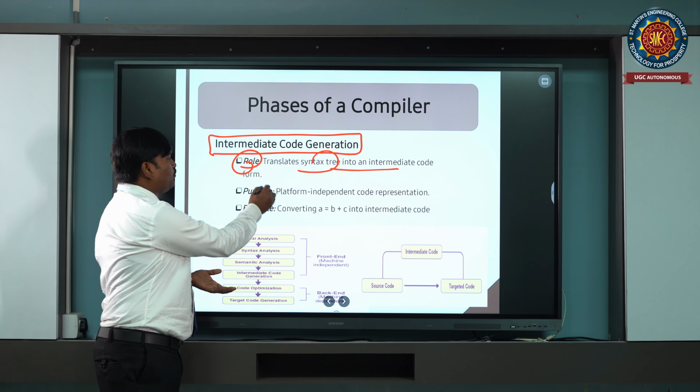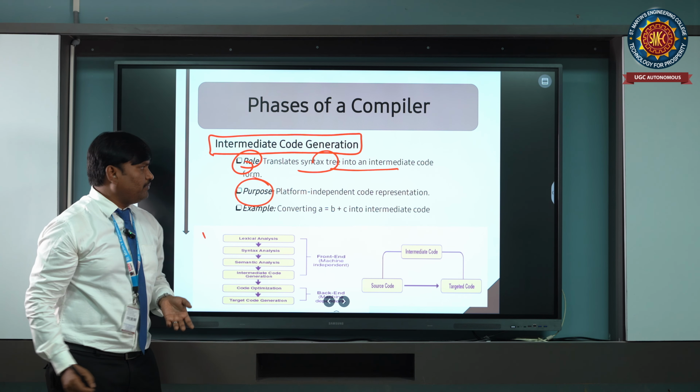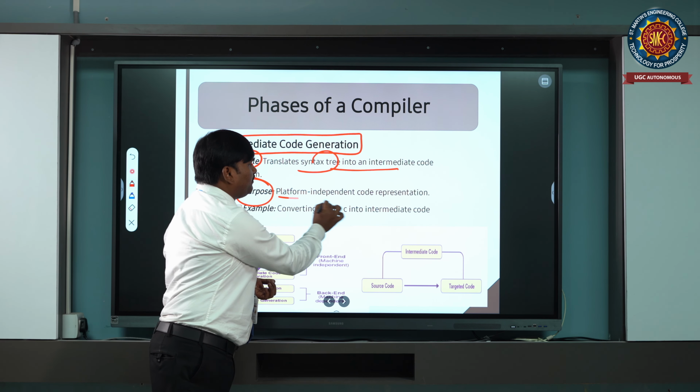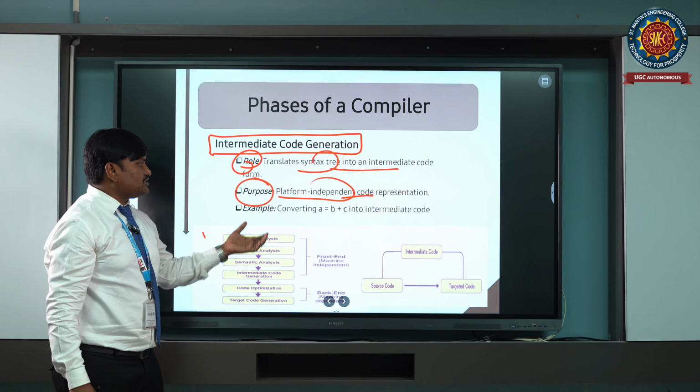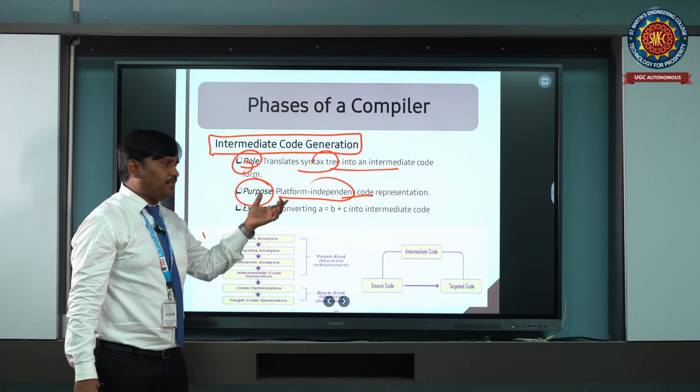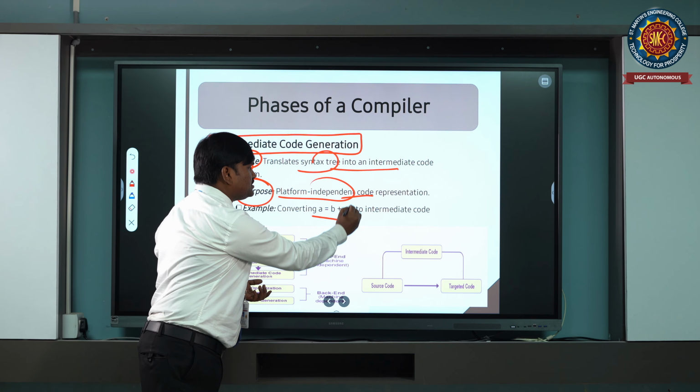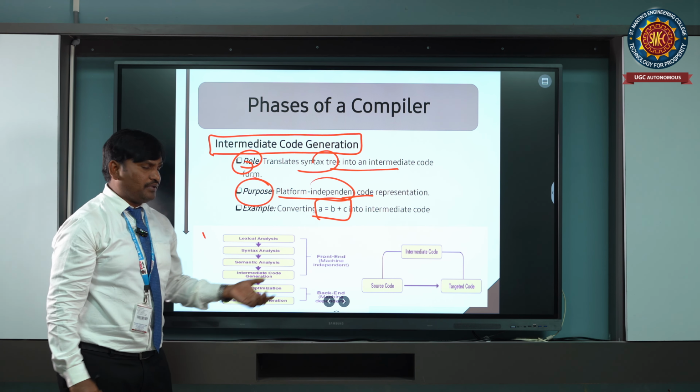Now why do we go for this intermediate code form? Because it is a platform independent code representation. For example, the parse tree will be converted into this code format, that means A equals B plus C.